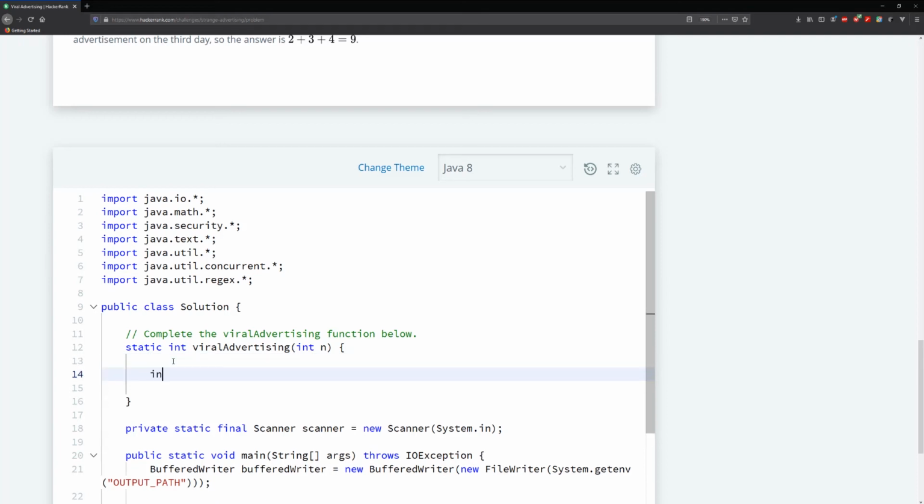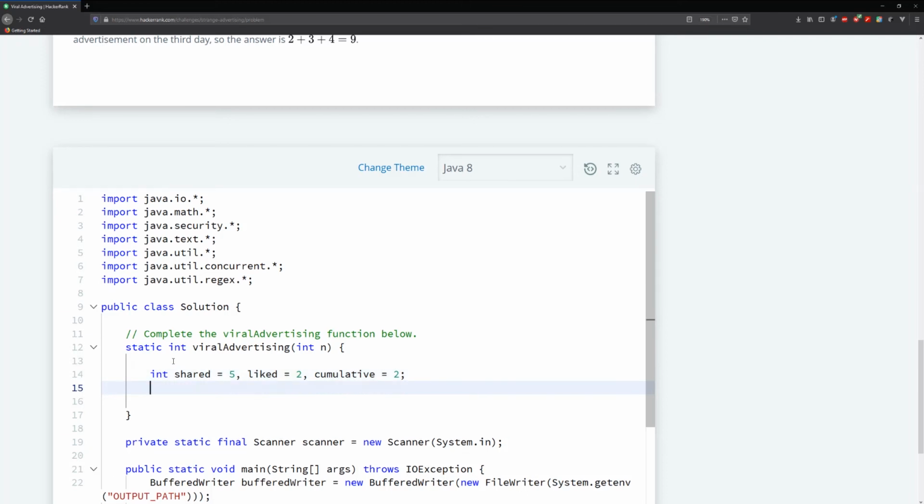So we're going to have shared, and we're just going to follow the variable names that were given to us. That way it should be easier. So shared is going to be 5, and liked is going to be 2, because it's going to be the floor of 5 divided by 2. And then we have accumulation, so cumulative is going to be 2, because it's just the number of likes for that day.